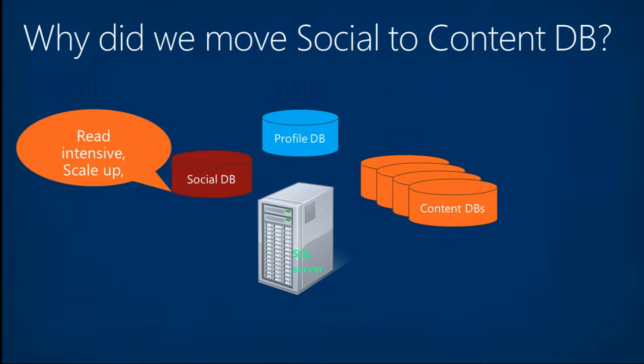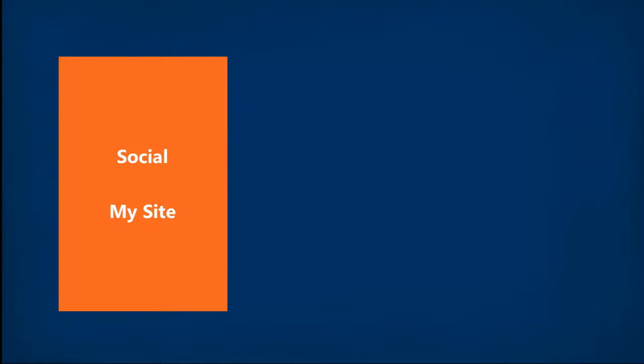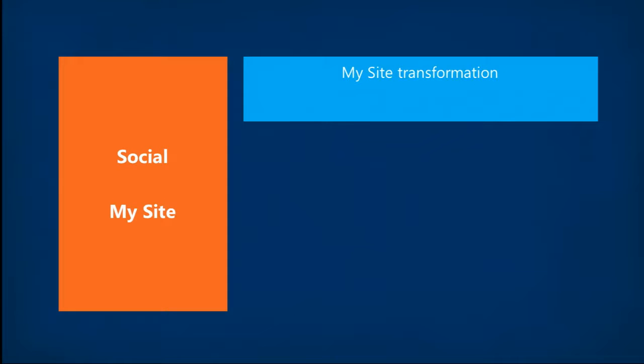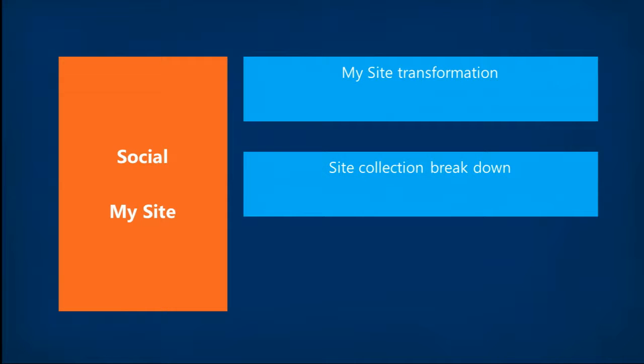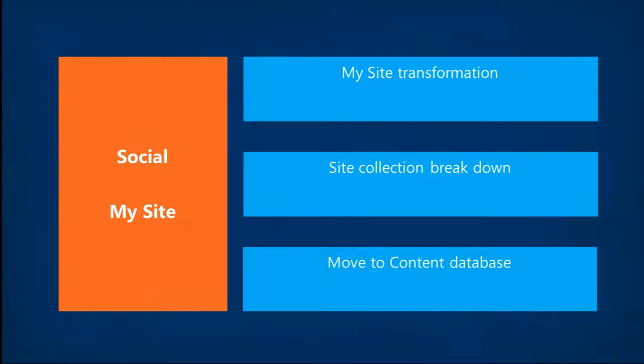So I'd like to do a quick recap on what we just talked about. We looked at the interdependencies between the social set of features and MySite in general. We looked at how MySite transformed from being the primary use case or primary core scenario in 2010, and now it's more of a backend layer over which we have these new features. We looked at the site collection breakdown and some of the details around quota and how it might impact you when it comes to your deployment. And also we looked at why we moved from social DB to content DB when it comes to storing data.